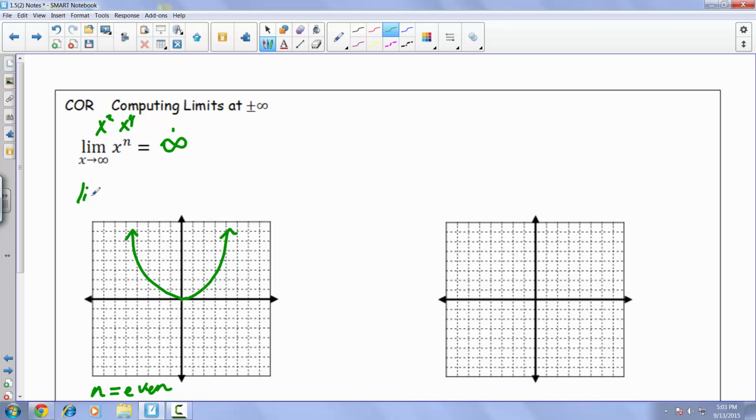Now let's go ahead and see the limit as x approaches negative infinity. So pretty much just going the opposite way of our x to the nth power. Well, here, as we go outwards towards negative infinity for x's, we see that our limits are approaching positive infinity as well.